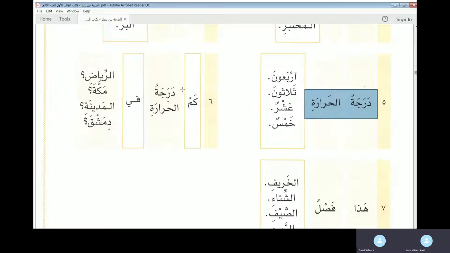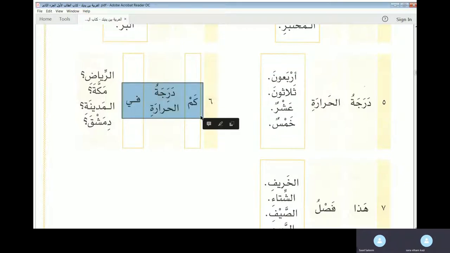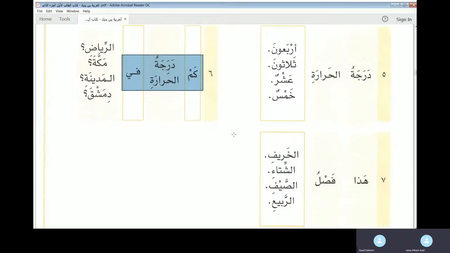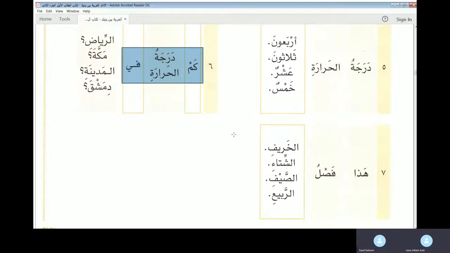The temperature is 5 degrees. What is the temperature in Riyadh? كم درجة الحرارة؟ How much is the temperature? What is the temperature? You can also say "what", no problem. كم درجة الحرارة في مكة؟ What is the temperature in Mecca? كم درجة الحرارة في دمشق؟ How much is the temperature in Damascus?